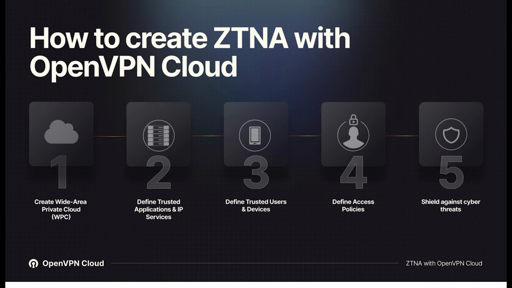Then we define trusted users and devices, then access policies, and then we're going to enable shield against cyber threats. These are the steps that we need to take to create a zero trust network access with OpenVPN Cloud.